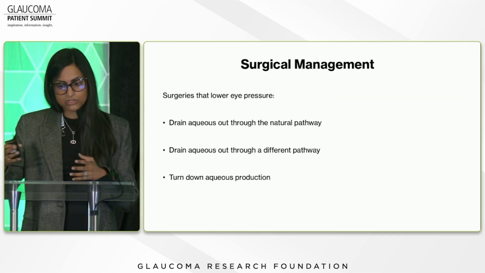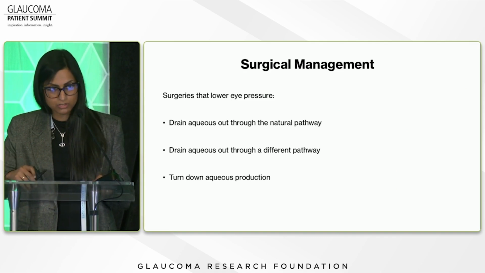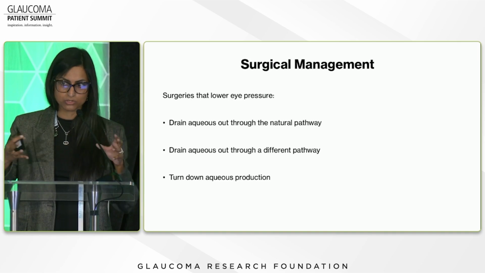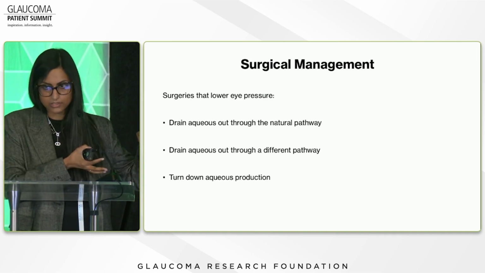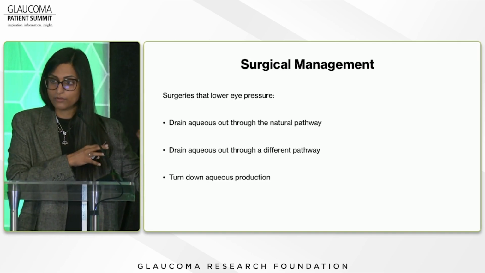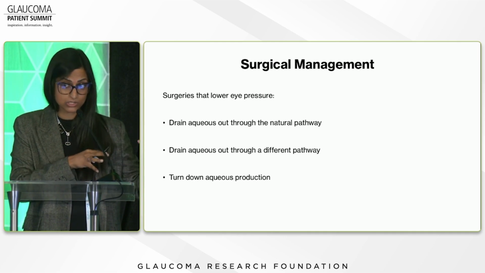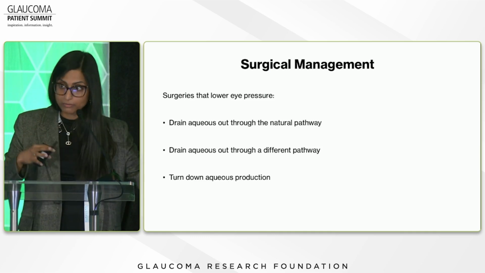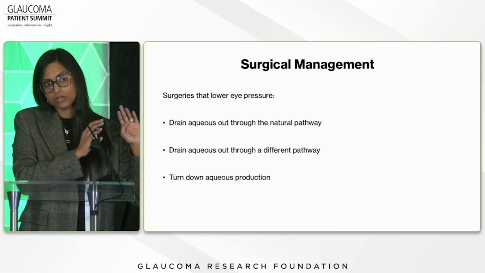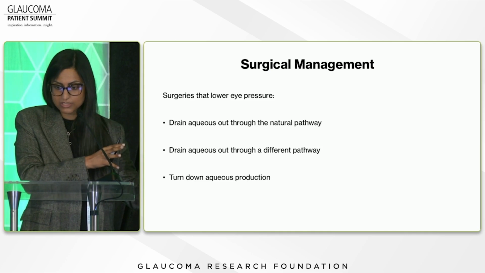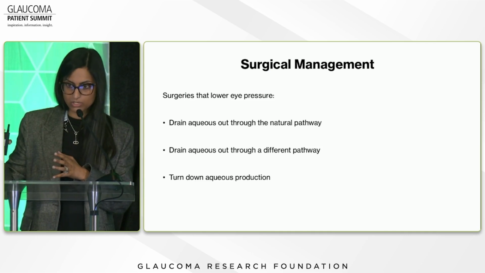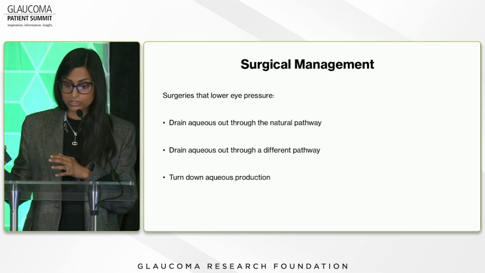So I'm going to shift gears a little bit to talk about surgical management. There are two broad categories for surgical management. One set of surgery options involves enhancing the existing drainage system. We've talked a lot about the drainage system and the trabecular meshwork. These surgeries are designed to enhance your existing drain and help it work better. Then the other set of surgeries abandons that drain and creates a new drain.